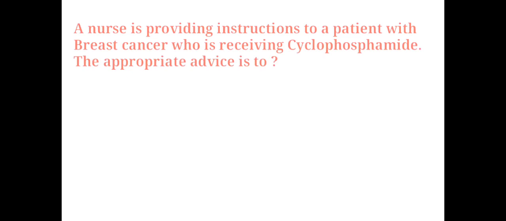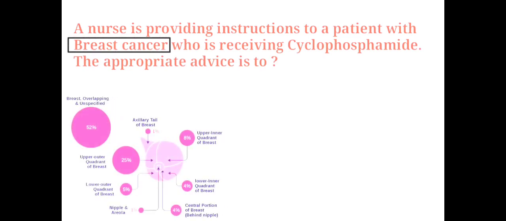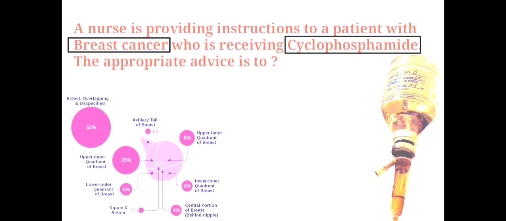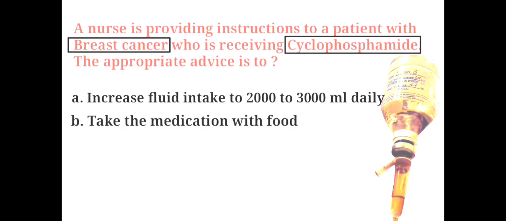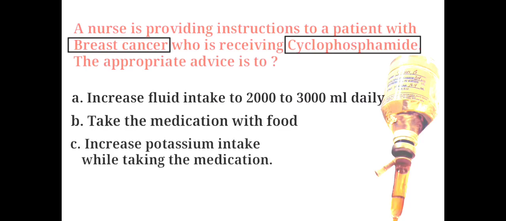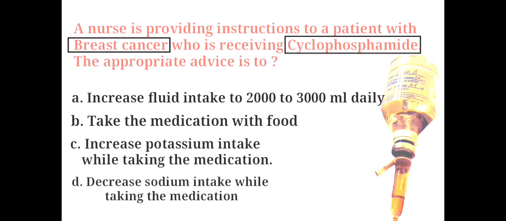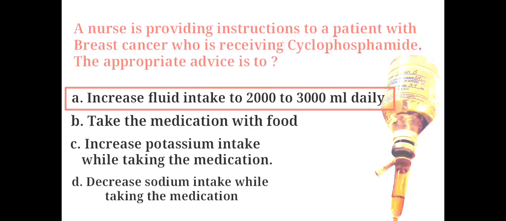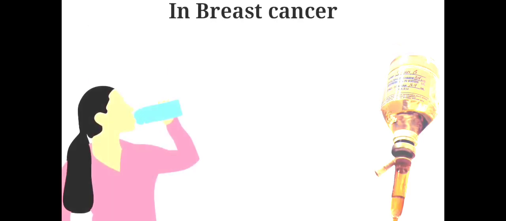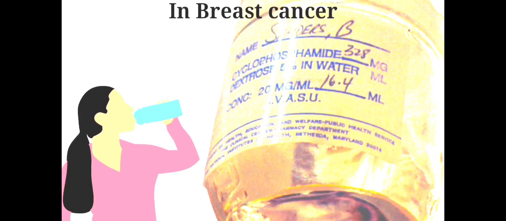A nurse is providing instructions to a patient with breast cancer who is receiving cyclophosphamide. The appropriate advice is to: A. Increase fluid intake to 2000 to 3000 ml daily. B. Take the medication with food. C. Increase potassium intake while taking the medication. D. Decrease sodium intake while taking the medication. And the correct answer is A. Increase fluid intake to 2000 to 3000 ml daily. Increasing the fluid intake while receiving cyclophosphamide prevents harmful effects on the patient's bladder.